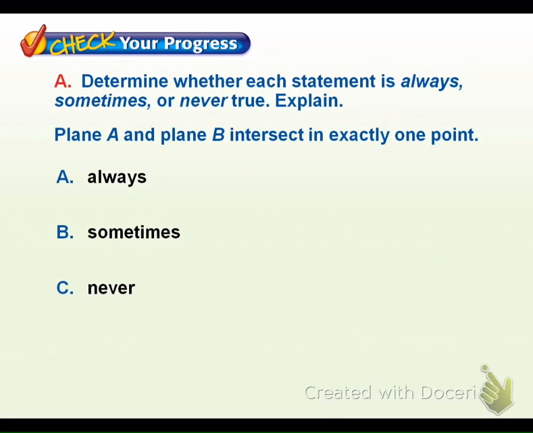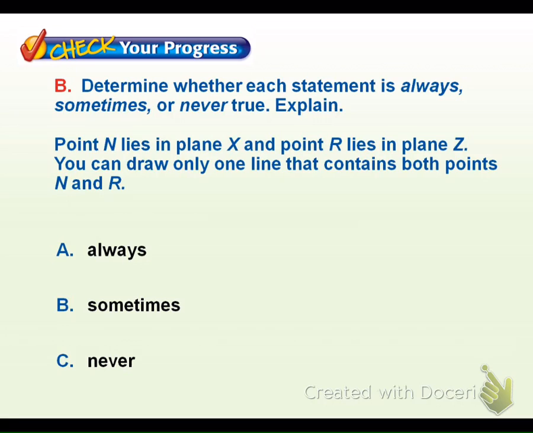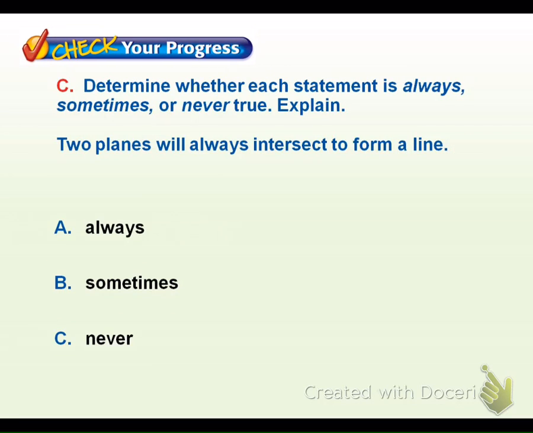How about this? Always, sometimes, or never true. Plane A and B intersect in 1 point. Never. Because if they intersect, it's at what? A line. That's a postulate, right? So that's never true. If the planes intersect, they intersect at a line. That's a postulate you have on your page. Okay? We talked about this one earlier. This one's similar too. 2 planes will always intersect to form a line. Always, sometimes, or never true. Sometimes. If they intersect, it's at a line. You have a postulate that says that. But they don't have to intersect. They can be parallel.